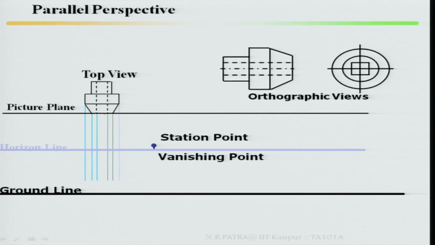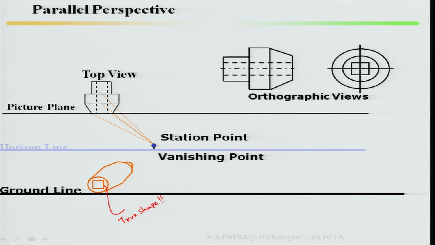Start with the station point, then the vanishing point. The bottom face is touching, that means this will be in true length, or rather, I can say the face is in true shape. Then with respect to the vanishing point, take it one by one and see how the object looks. So, this is in true shape. The other part is distorted because it is not touching your picture plane.